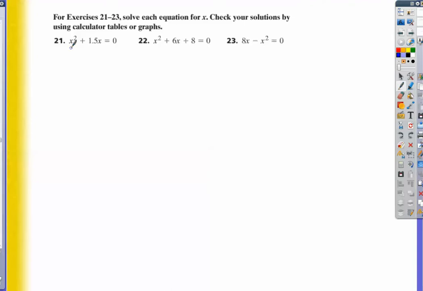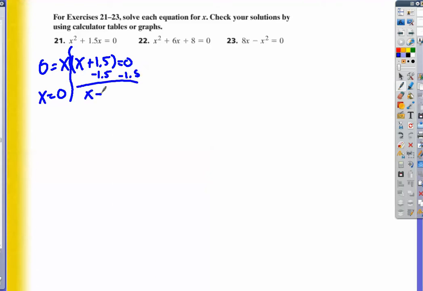So first thing I look for in factoring is a greatest common monomial. Do I have a common monomial? Yes, x. X squared divided by x is x. 1.5x divided by x is 1.5. So I will break it apart, set each side equal to 0. So I get x is equal to 0 right here. And minus 1.5 minus 1.5, get x is equal to negative 1.5.